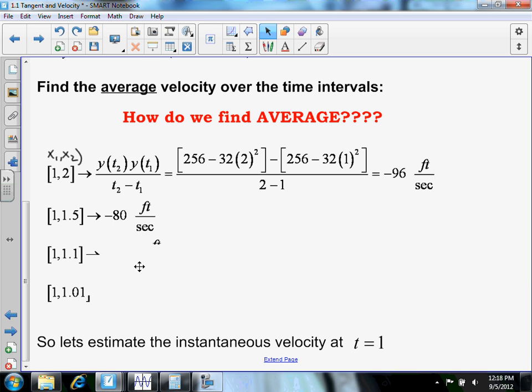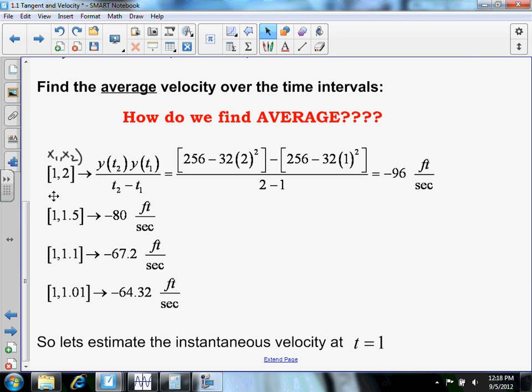As we continue on, you'll see the next ones: 67 feet per second, and then we're going to get 64.32 and 64.032. Try those, make sure that you get those times.